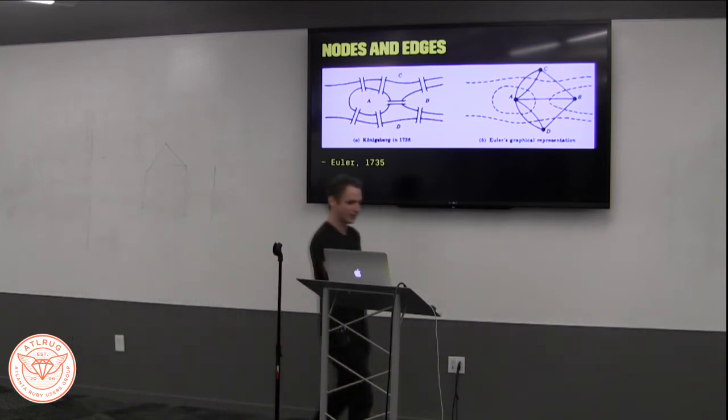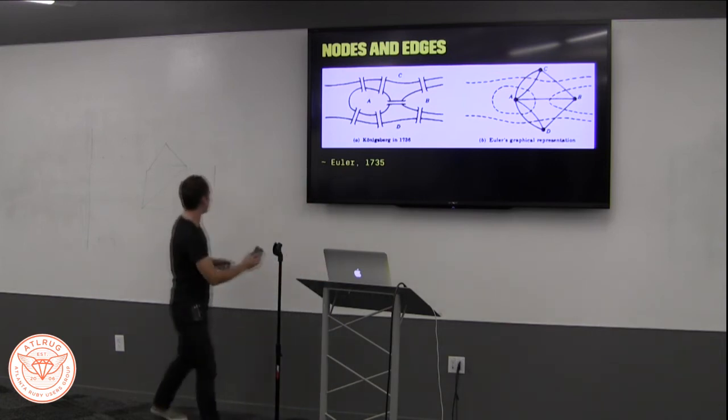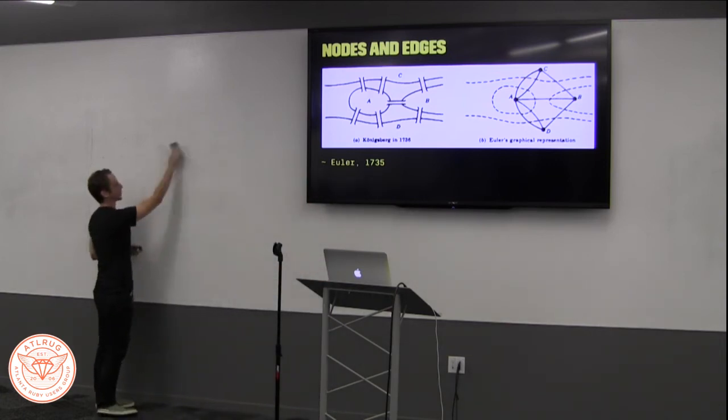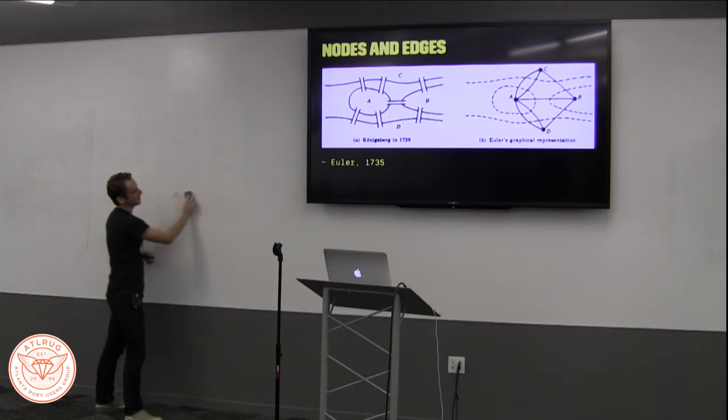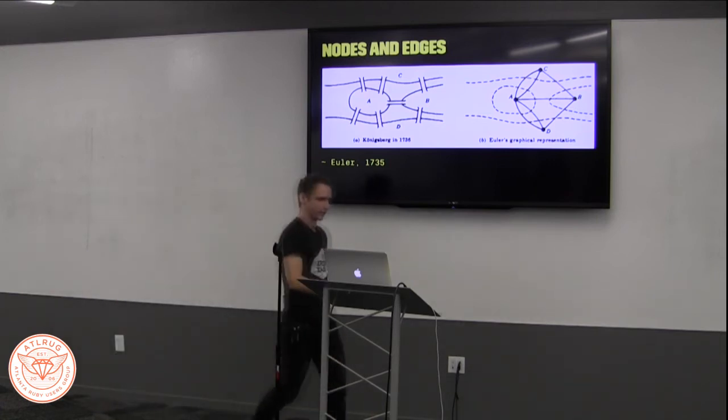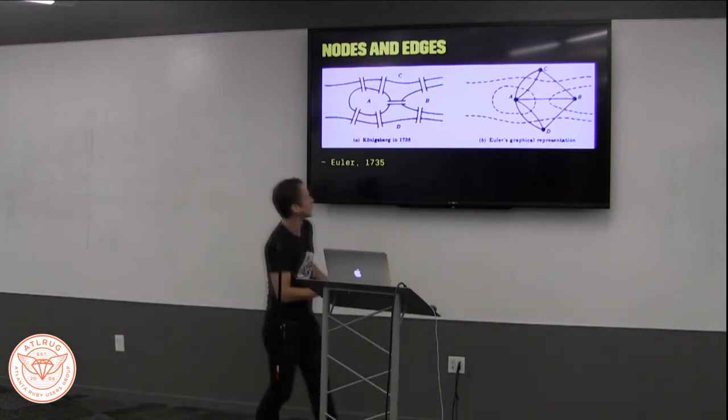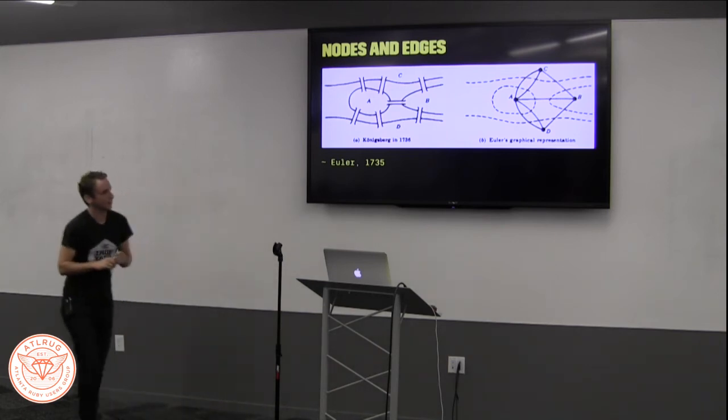And this is one in particular that kind of started Euler thinking about this and thinking about representing things as graphs. So I think the key insight here is, you know, forget the geometry. You don't care how long a bridge is. You don't care where these things are located. You only care about how things are connected.